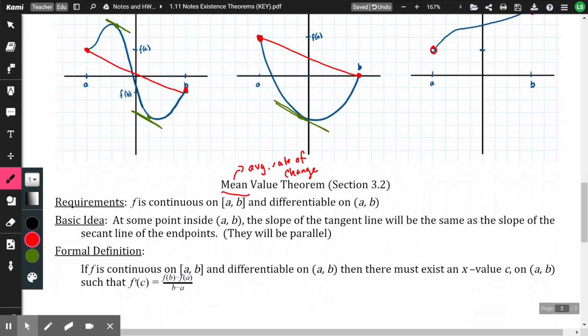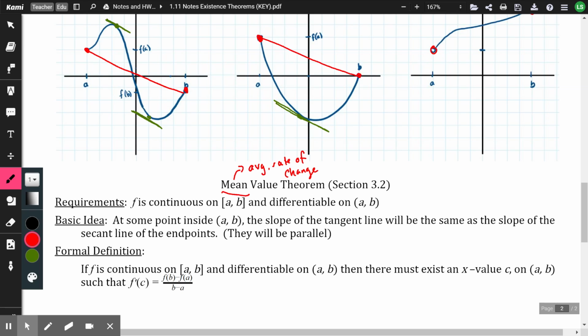So the requirements for this, because we are working with slopes and we're working with the idea of an instantaneous rate of change, we not only need to be continuous on that closed interval, but we need to be differentiable on the interior of that interval. We won't be taking the derivative at an endpoint because there are too many different tangent lines that could be drawn at an endpoint. So we're going to be looking at various points within the interval itself that we might be taking tangent lines at.